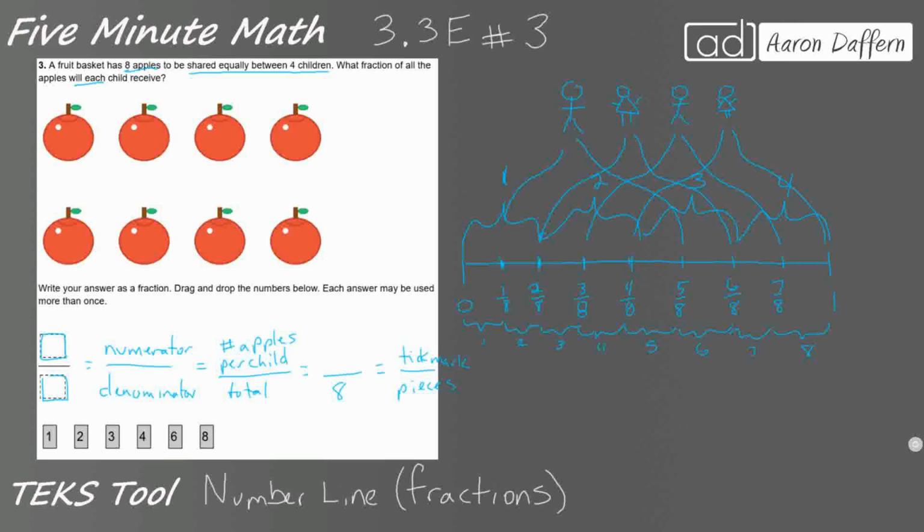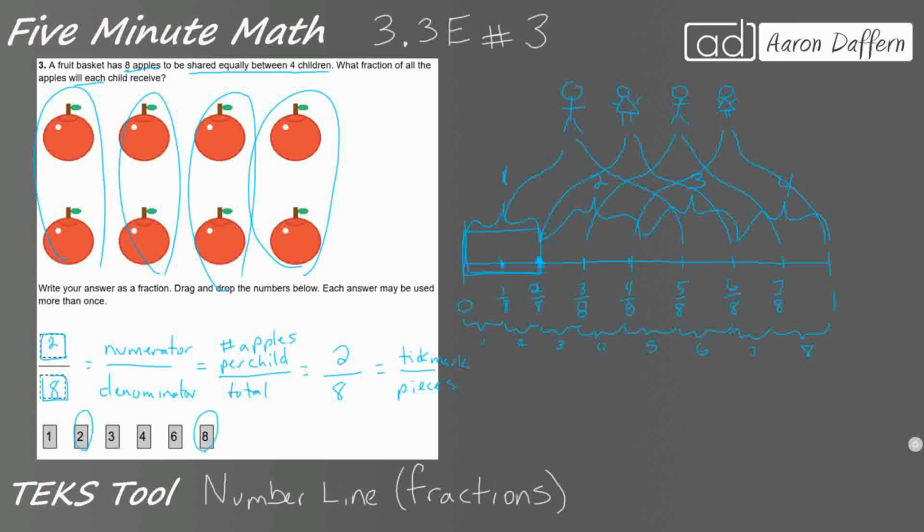So what does this first kid get? This first kid gets this chunk right here, which is actually 2 apples. So 1 kid, 2 kids, 3 kids, 4 kids, and that's sitting right there at that 2/8. So I would take this 2 and I'd drag it into my numerator, take this 8, drag it into my denominator, and that's my answer.